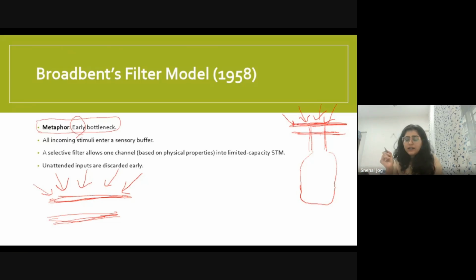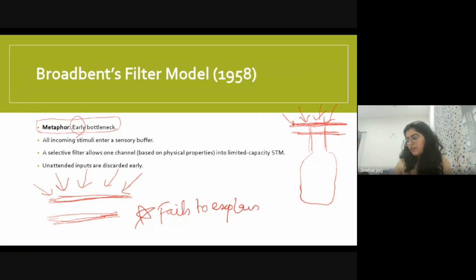However, there is a criticism of this filter theory: if you're talking about only certain things entering the sensory selective filter, then why is it that people notice their names even when they're not paying attention to that particular conversation? So basically it fails to explain the cocktail party effect. This is a very important point. It fails to explain the cocktail party effect.